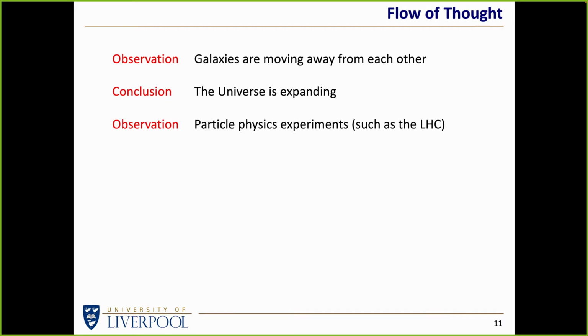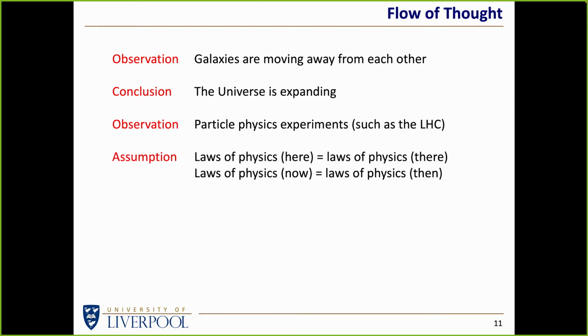And experiments we can do here on Earth, such as particle physics experiments in an accelerator like the Large Hadron Collider, tell us about the nature of matter and what the world is made of. And we assume that the rest of the universe is made of the same stuff. We must make another assumption, and that is the laws of physics that we see here on Earth must apply everywhere. Also, the laws of physics that apply now are the same as the laws of physics in the past and in the future. In other words, the laws of physics don't change depending on where you are or depending on when you are. That is an assumption for us to make any progress whatsoever in understanding what the universe is all about.